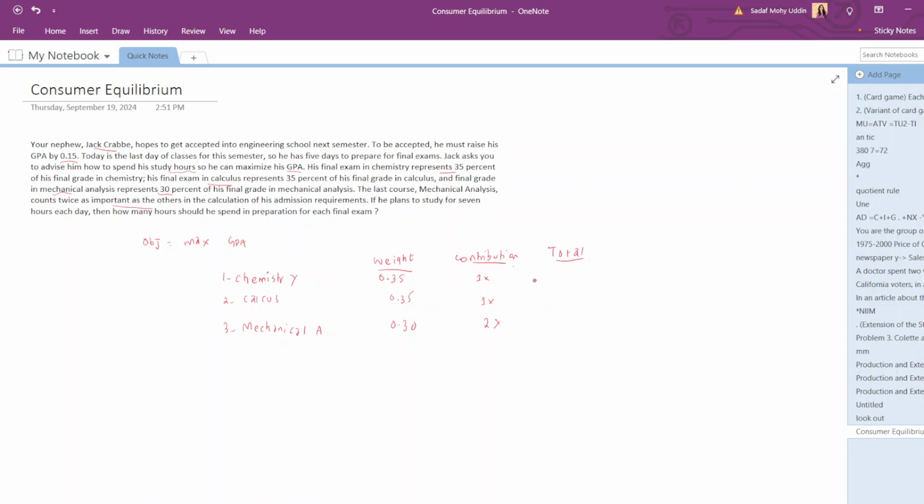So first here would be 0.35 times 1. So chemistry's total contribution would be 0.35. Calculus would also be 0.35. For mechanical analysis, it would be 2 times 0.30, which is 0.60.